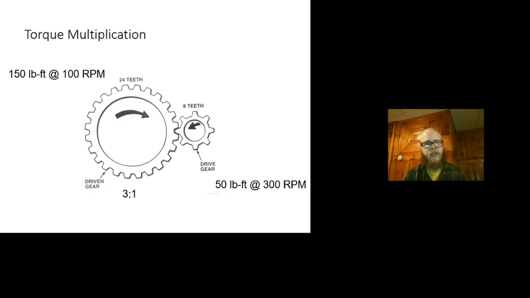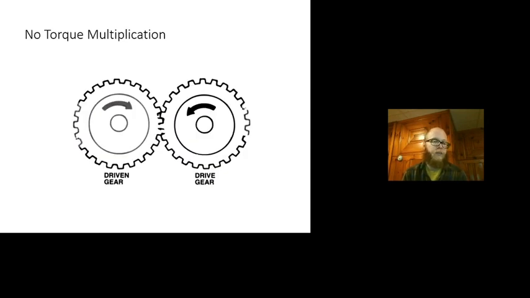And our torque multiplication. So here I've got my drive gear is 8, my driven is 24, so we already did that one earlier. So 24 divided by 8 would give me that 3-to-1 ratio. And you can just see that if I'm spinning at 300 RPM, I'm going to divide that by my 3 to come up with the 100 RPM. And I'm going to multiply my torque by that 3 to come up with the 150 pound-feet of output torque. That's maybe why they call it torque multiplication. I don't know. Who knows?